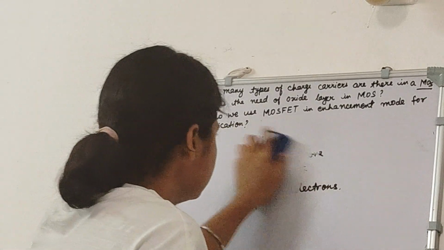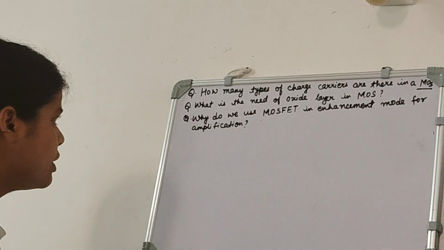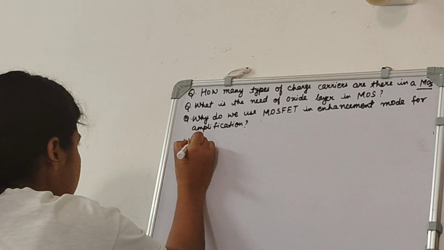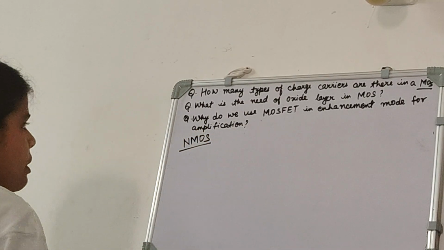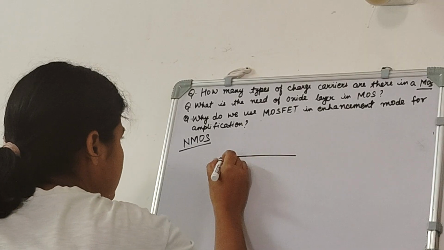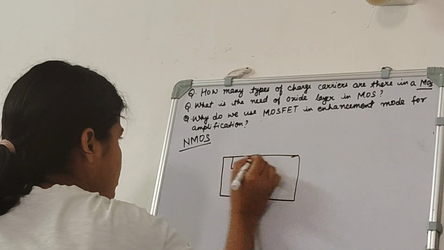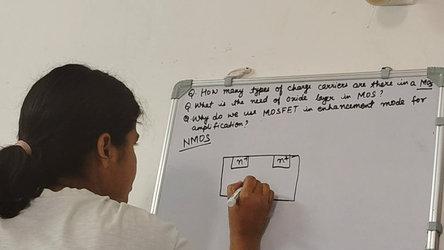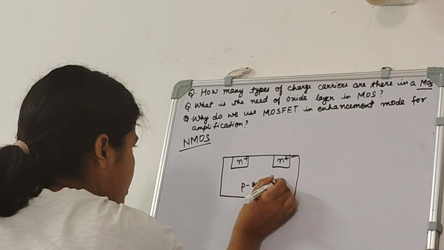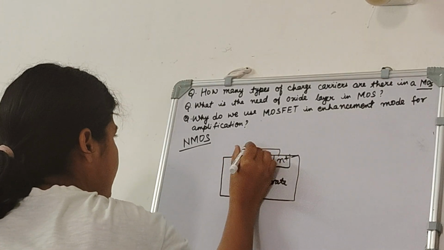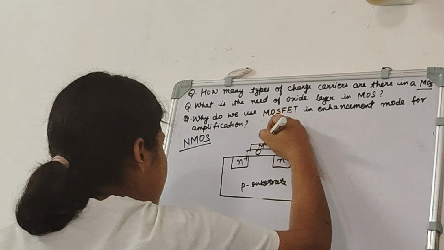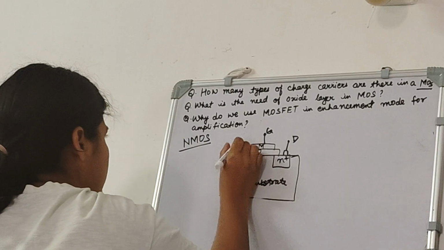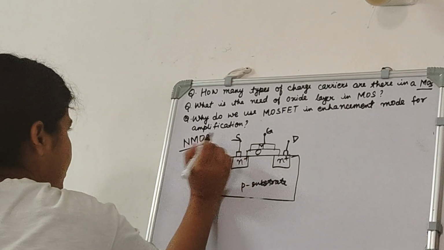Now we will see the second question. So the second question says, what is the need of oxide layer in MOS? So first we will see what happens in NMOS. In NMOS, this is source, this is drain, this is substrate, oxide layer, metal layer, and then this is the gate terminal. Here we have drain terminal, here we have source terminal.